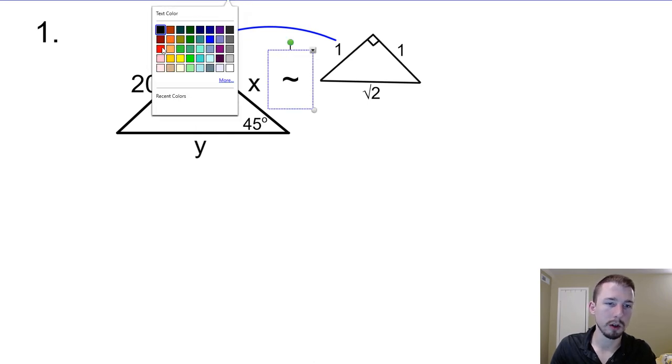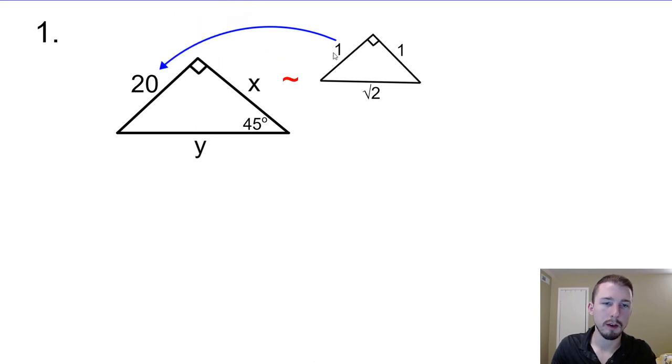Let me go ahead and mark this just so you can see what's going on. So the only side they give us over here is 20, and that's one of the legs, not the hypotenuse. So if I go from a leg of 1 to 20, what am I multiplying by? Well, clearly times 20. So what's the other leg going to turn into? Well, 1 times 20 is 20. What's the radical 2 going to turn into? Well, radical 2 times 20 is 20 radical 2. So we have two answers here for x and y, which are 20 and 20 rad 2.